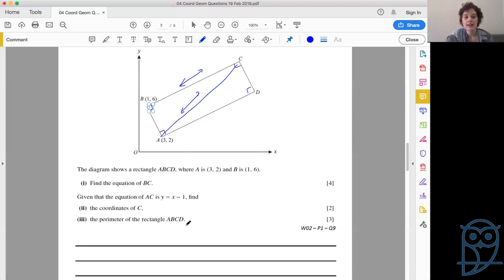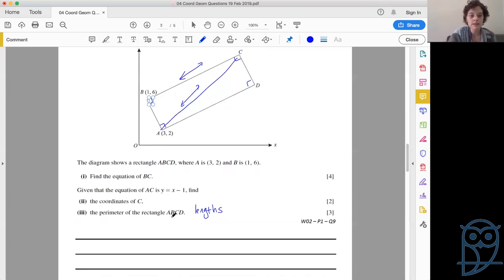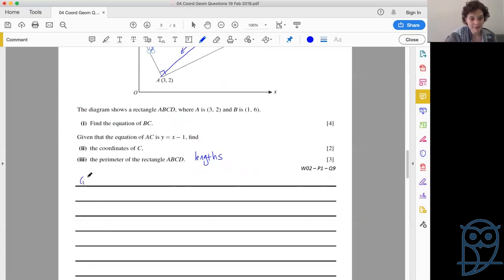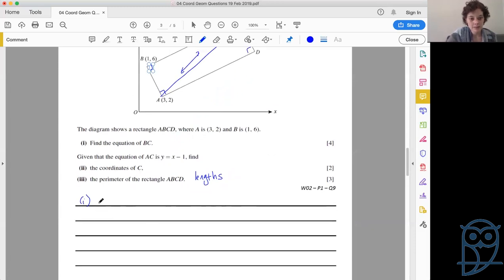Perimeter of the rectangle ABCD. Well, perimeter is all about lengths. So we would need the length of AB, we would need the length of BC, and we can just double and add. Once we've got C, we can get BC. We can already get AB. Okay, so we're happy with the skills that we need to use on this. We can go ahead and do it. So, find the equation of BC. We start in exactly the same place as last time, with the gradient of AB.